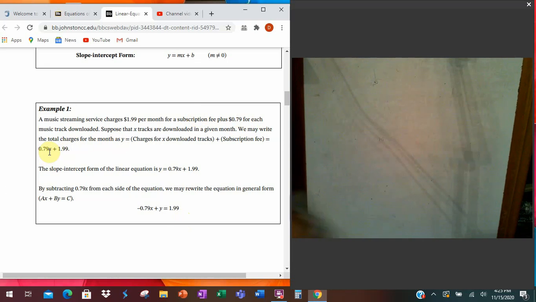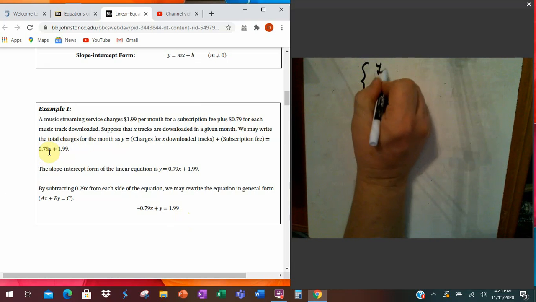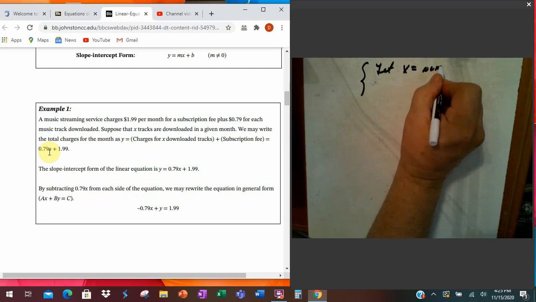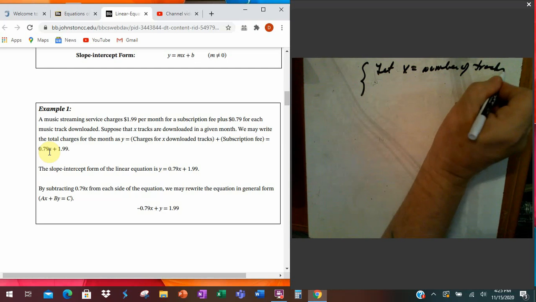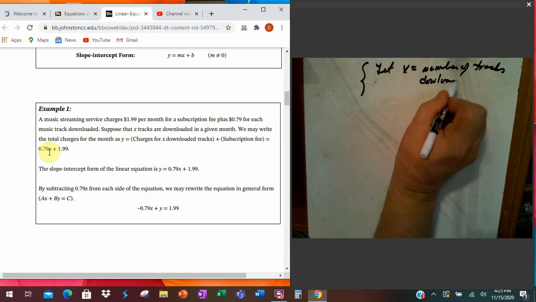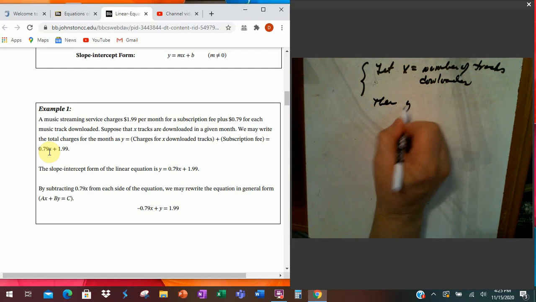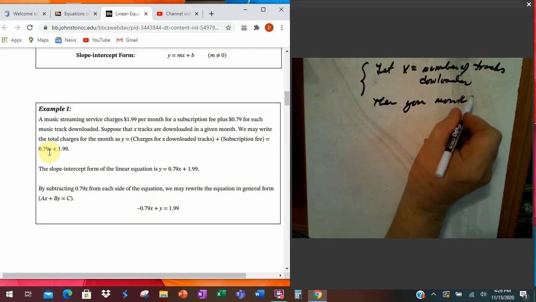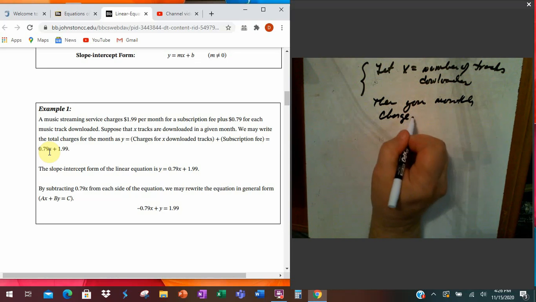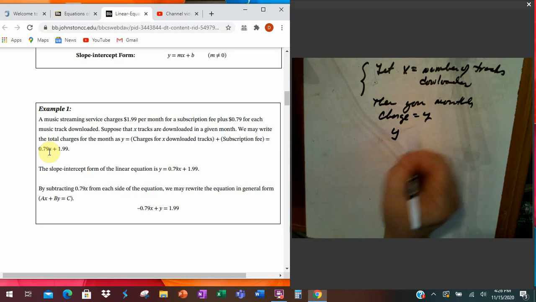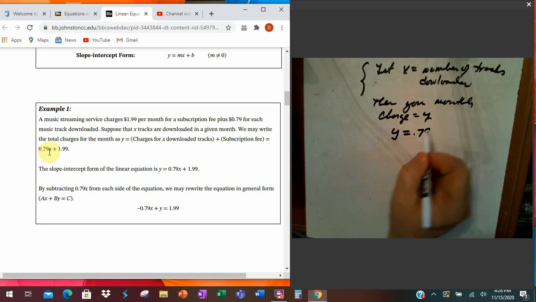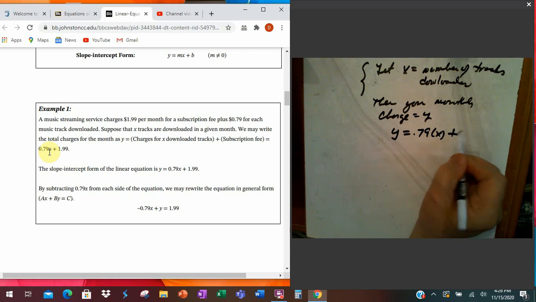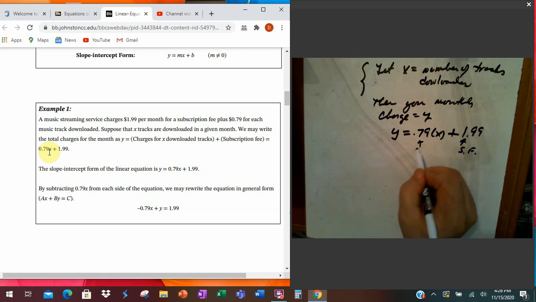So you're basically writing a model like this. Let x equal the number of tracks downloaded, then your monthly charge looks like y equals 0.79, 79 cents, times the number, plus the $1.99 subscription fee. So this is your subscription fee, and that's the cost per track times the number of tracks. Okay.